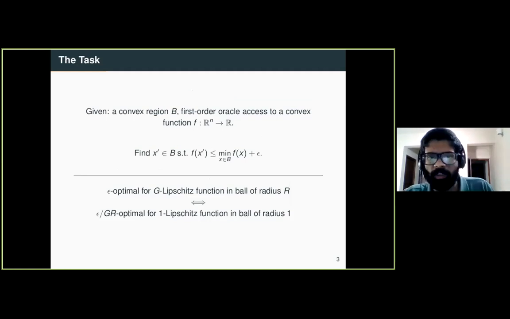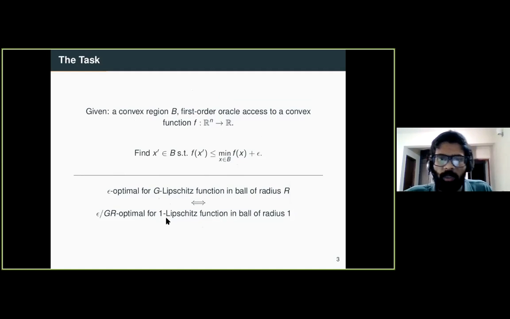And this assumption is fine to make, because if you can characterize the complexity for 1 Lipschitz functions, then this also gives you a characterization for G-Lipschitz functions, where G is not equal to 1. So again, for the purposes of our talk, we're trying to optimize a function to accuracy epsilon, and we're promised that the function is convex and 1 Lipschitz.